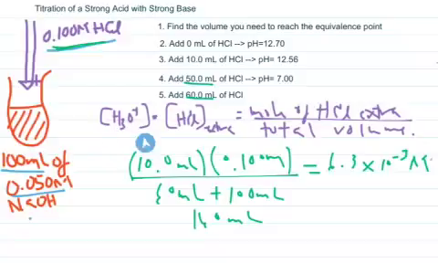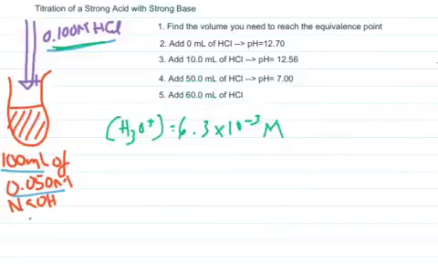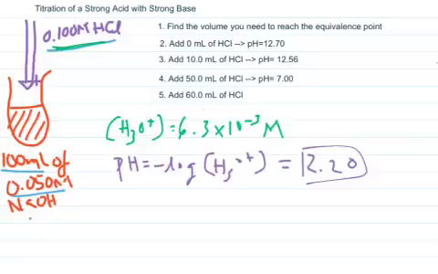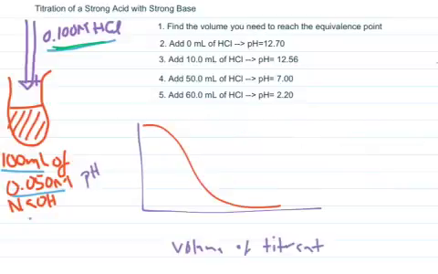Alright, so since we have hydronium, we can now find the pH. So pH is equal to the negative log of hydronium, which will give us a pH of 2.20, which makes sense because now we're at a strong acid and we need to be less than 7 for our pH. So when we draw the titration curve of our strong base, which is in our flask, with a strong acid, we're going to see this divot.